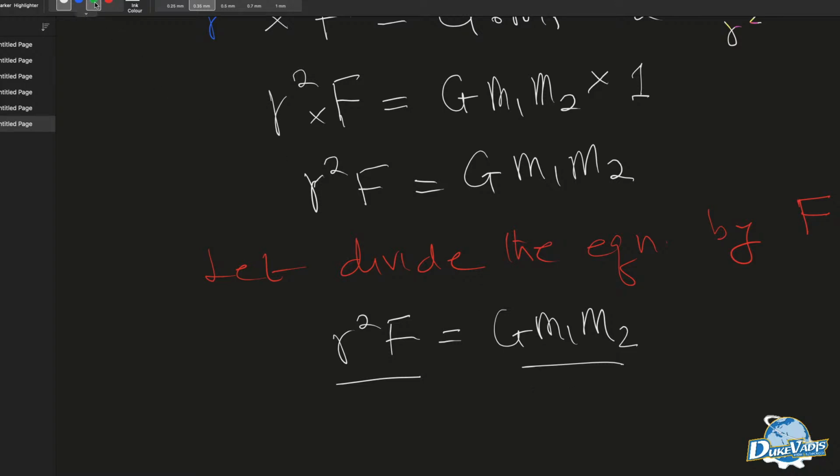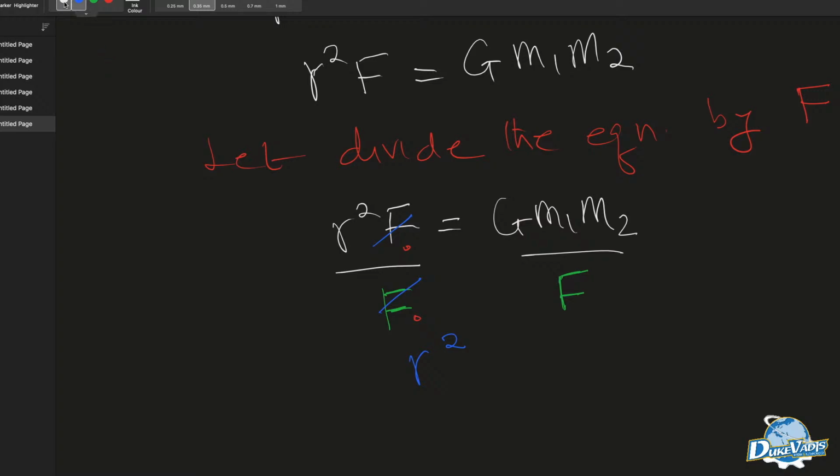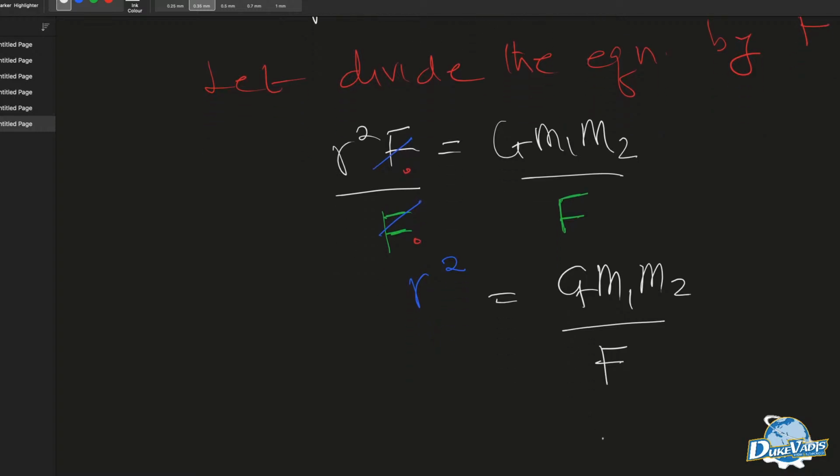Let's use a different color. So I'm dividing here by f and here by f. What do you see? You can see that now the f on our left hand side is going to cancel each other. The f will cancel this f. So we'll be left with r squared, which equals G m1 m2 all over f. Friends, bear in mind that the equation is now given as r squared is equal to G m1 m2 all over f.